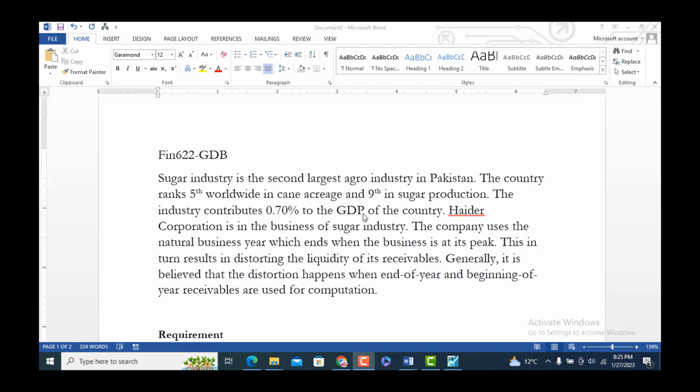In today's video we are going to cover the solution of FIN622 GDB. So let's start reading the situation and then we will solve the question as per given requirement.